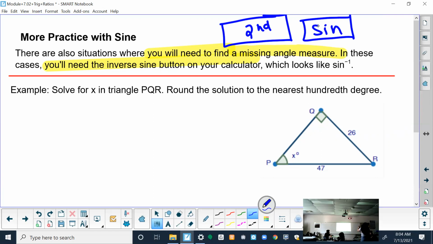All right. So we're going to solve this triangle for the missing angle measure, and we're going to round it to the nearest hundredth after that. So first, let's label these sides.